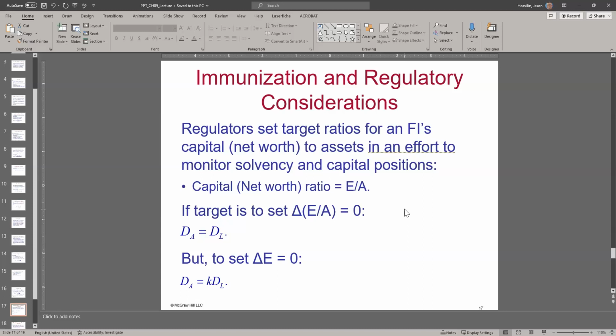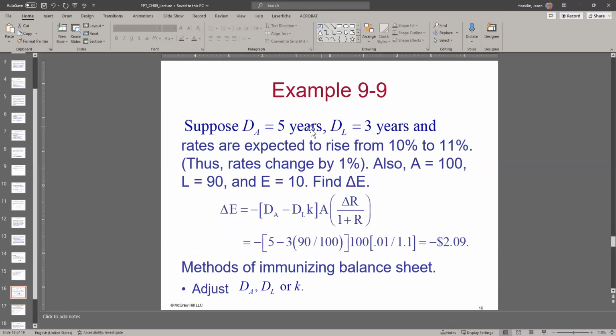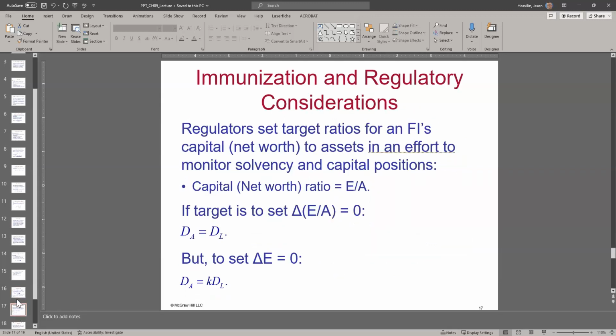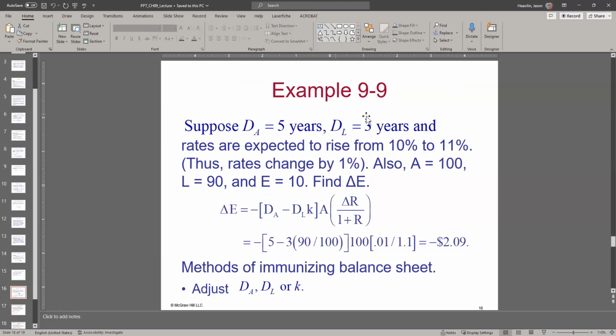Then what you do is you want the duration of assets to equal the duration of liabilities, or try the best you can. And that's why earlier I said, the closer these two numbers are to each other, the less of an impact you'll have here. The further apart they are, the more of an impact you'll have on the result of the change. So if these two were 5 and 5 or 3 and 3, this would have been 0 here.